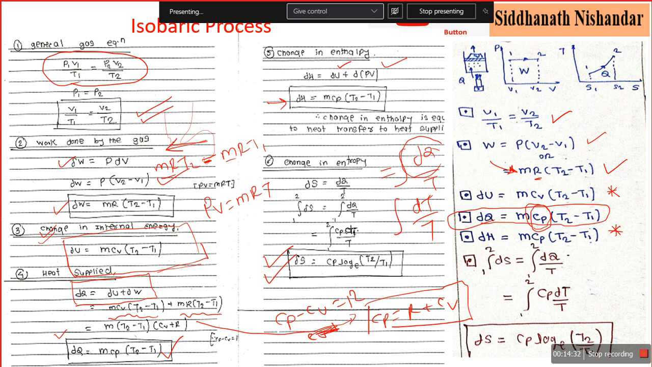In isochoric, work done is 0. Here some work is done because the volume is going to change. If you remember such formulas for the processes, then exam numericals are simple. Just remember the formulas. If we are confused in the formulas, it is very difficult. So this is the isobaric process. Hope you understood these derivations for the isobaric process.